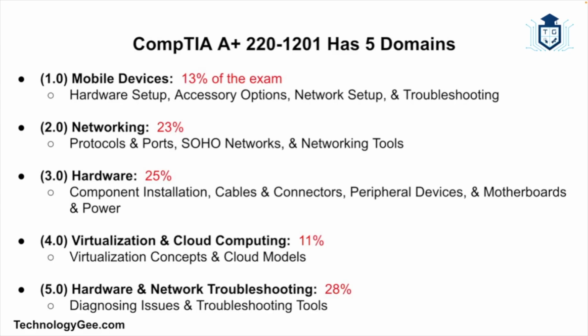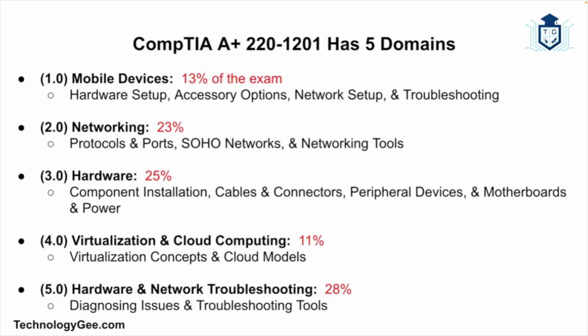Then there's domain 3, which is hardware, and that's going to take up 25% of the exam. And you're going to learn about component installation, such as setting up RAM, CPUs, and storage devices. You're going to learn about cables and connectors when it comes to working with HDMI, Ethernet, and USB cables. You're going to learn about peripheral devices, such as installing and maintaining printers, scanners, and other peripherals. And you're going to learn about motherboards and power when it comes to configuring motherboards, power supplies, and cooling solutions.